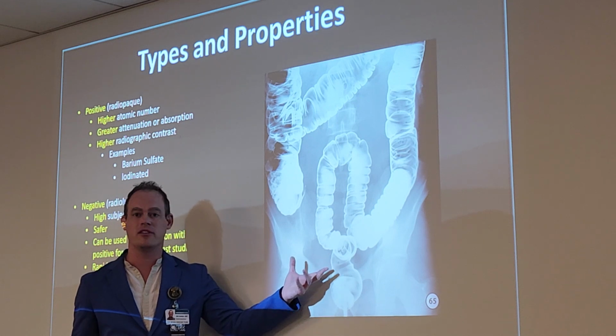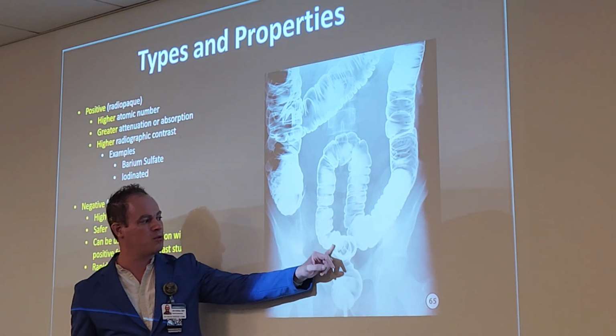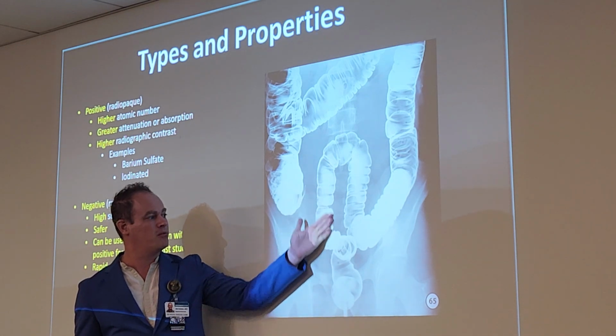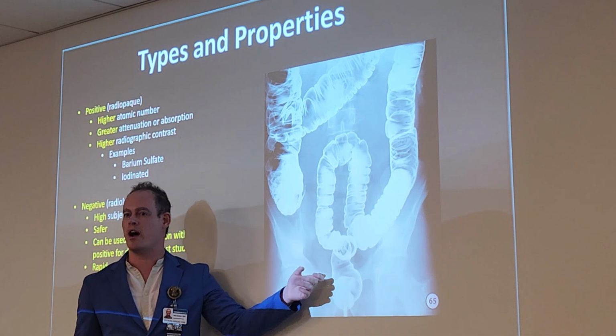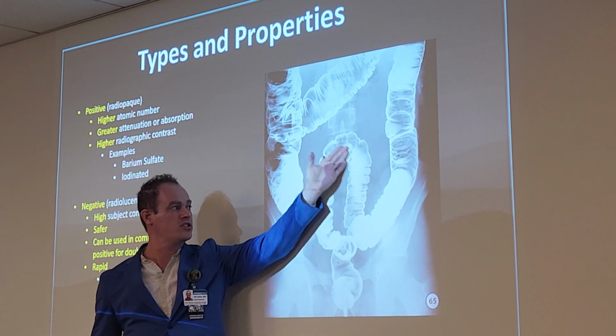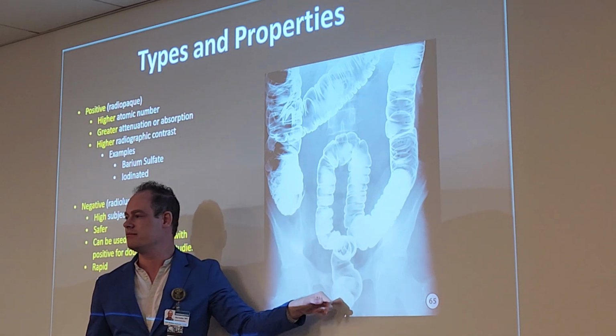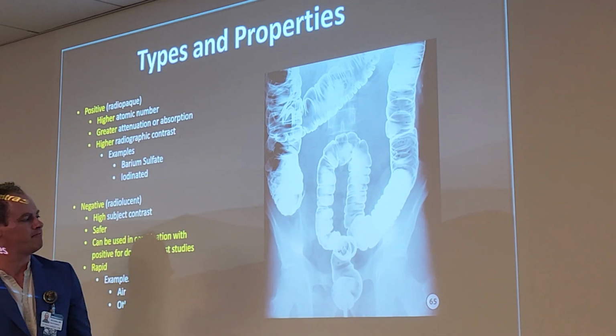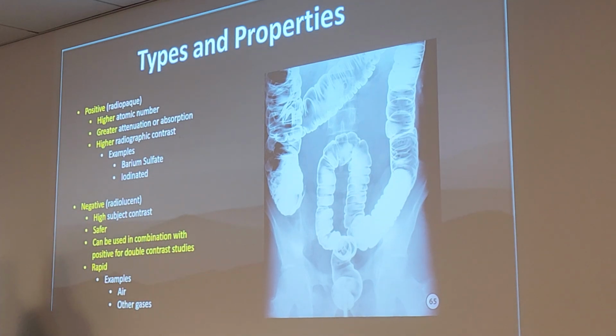And we'll talk more about this next semester in fluoro, but the sigmoid and the rectum become more elongated as well, which is why this patient's in a prone right here. They're doing a specialized view of the sigmoid, which is this, by the way, and the rectum to stretch it out. Very good observation. So this is a PA projection.